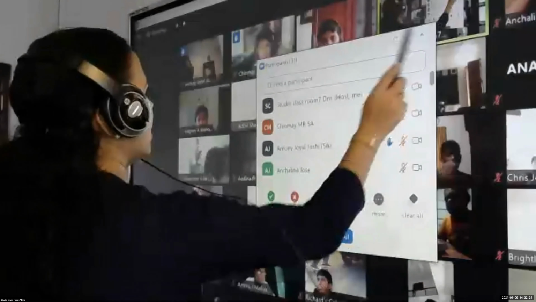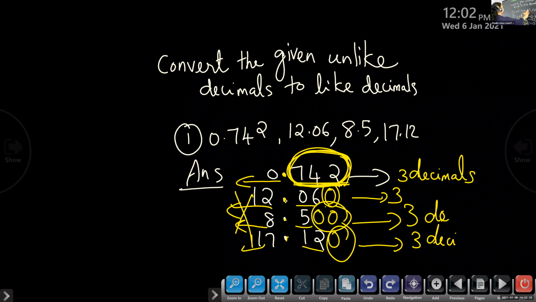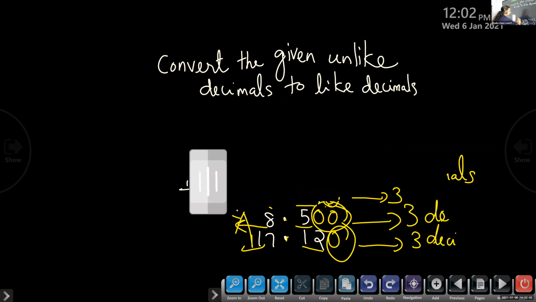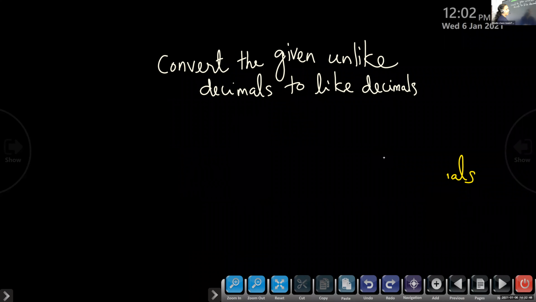Okay. So children, take out your rough book again. One more question we will do. Convert the given unlike decimals to like decimals. First step, identify the decimal number with the maximum number of decimal places. Then the second step, add as many zeros to the right side of the decimal point, after the last digit. So same question, convert the given unlike decimals to like decimals.